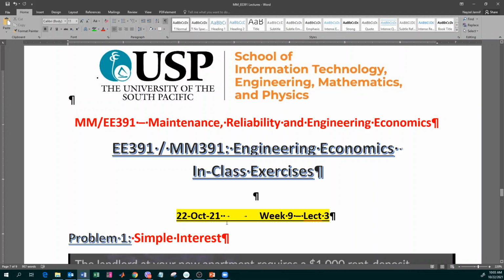This is EE391 MM391, Maintenance, Reliability, and Engineering Economics. We are dealing with the engineering economics section of the course, and I hope you guys are coping well. It's a bit mathematical, but not as difficult as some of the bigger engineering courses which you have done during your studies of engineering at USP. All right. Without much ado, let's move on.